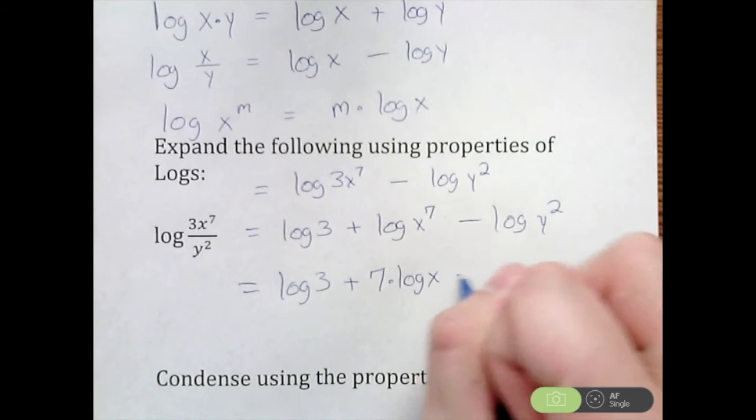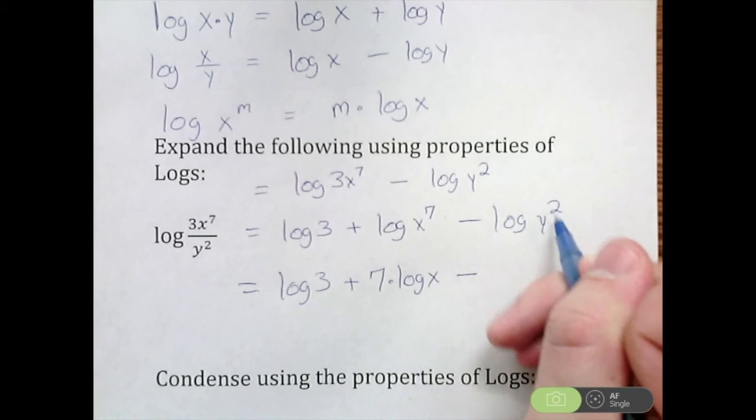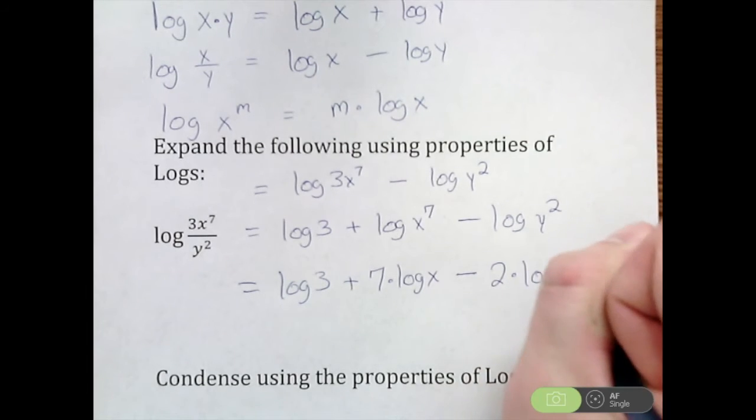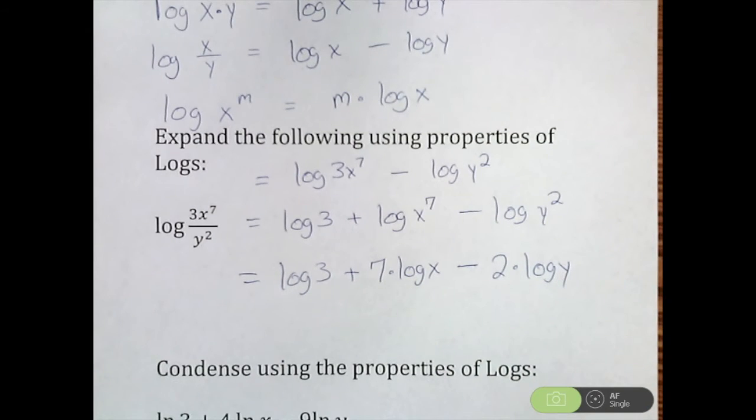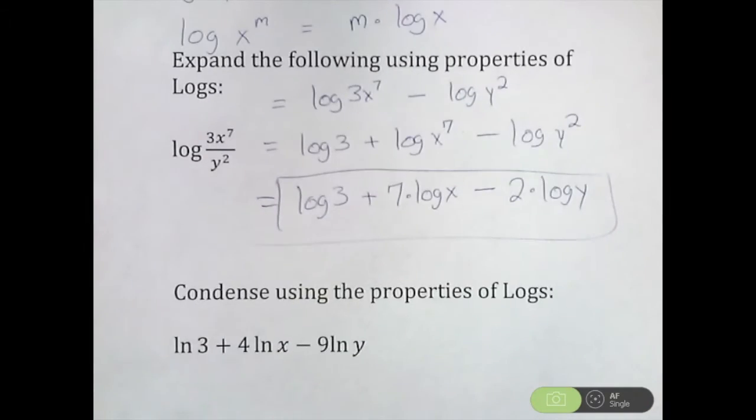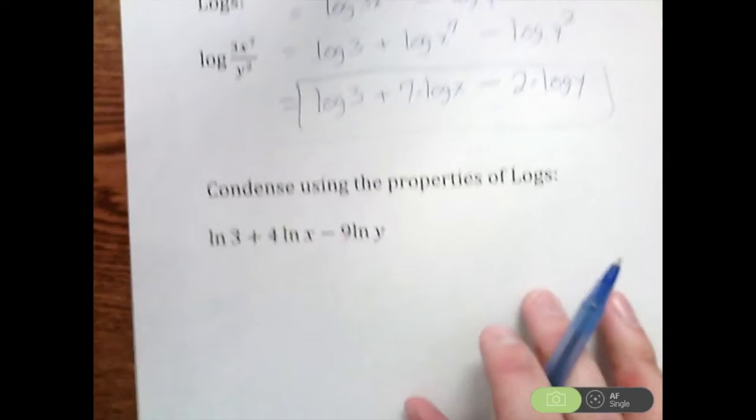Over here, still have a subtraction sign. Log of y squared, this 2 has to come down front. So 2 log of y. So that would be expanding this out. My last example, I'm going to look at condensing. So I'm going to do my steps backwards.